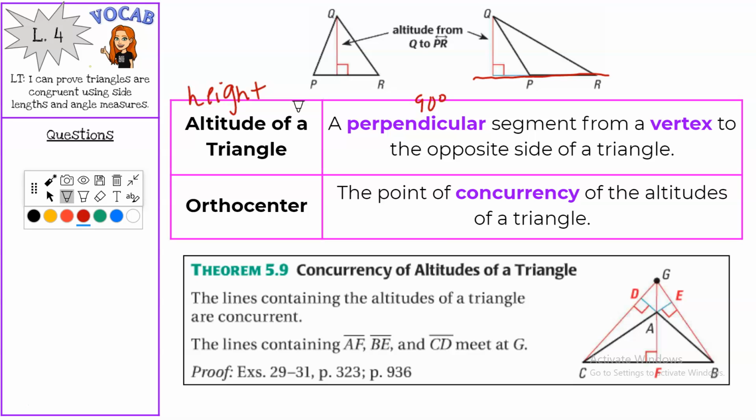And then the orthocenter is just the point of concurrency of the altitudes of a triangle. There's no special relationship there. It's just making sure you know that that's what it's called.